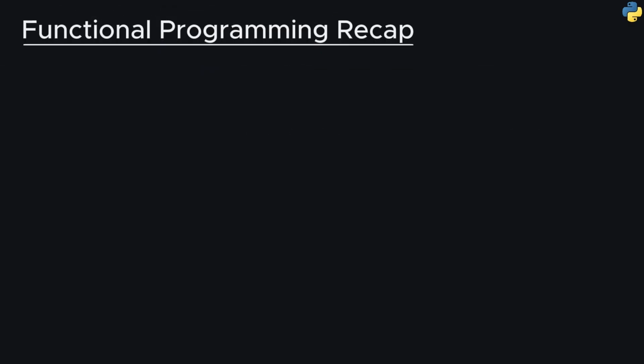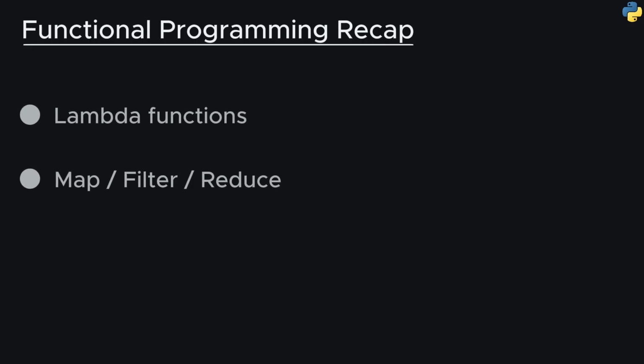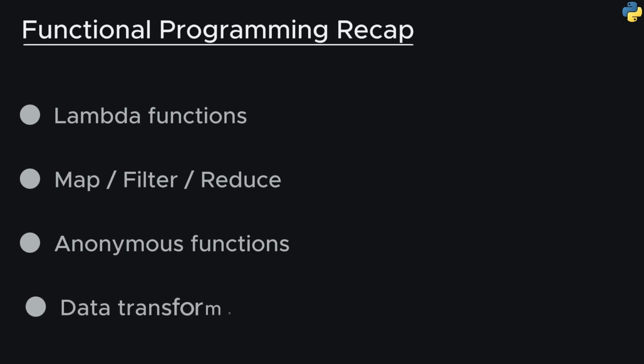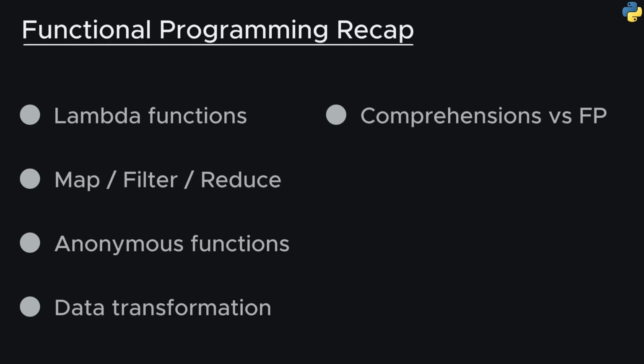Today, we unlocked the power of functional programming in Python with Lambda functions, map, filter, and reduce. You learned to create anonymous functions, transform and filter data efficiently, and reduce iterables to single values. We also explored when to use these tools versus comprehensions, tackled advanced concepts like closures and custom sorting, and discussed best practices for readability.